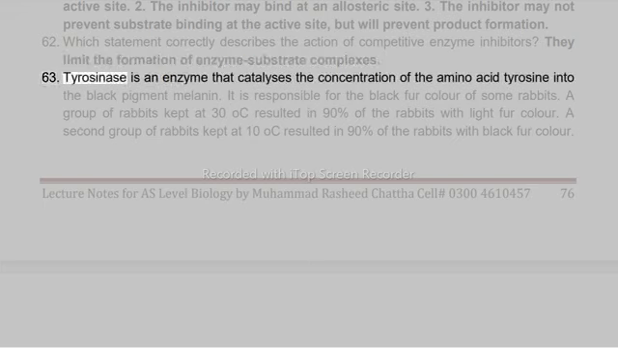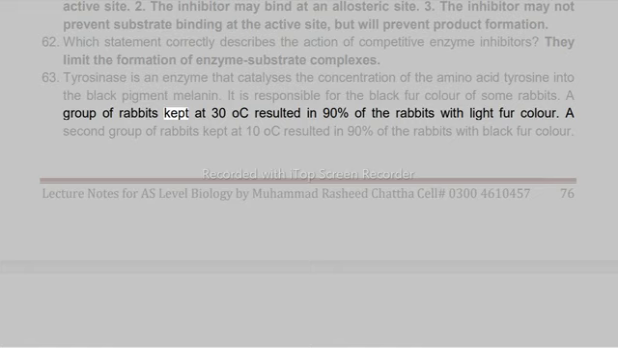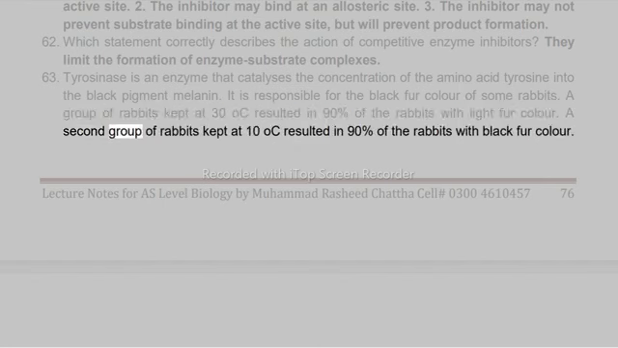63. Tyrosinase is an enzyme that catalyses the conversion of the amino acid tyrosine into the black pigment melanin. It is responsible for the black fur color of some rabbits. A group of rabbits kept at 30 °C resulted in 90% of the rabbits with light fur color. A second group of rabbits kept at 10 °C resulted in 90% of the rabbits with black fur color.